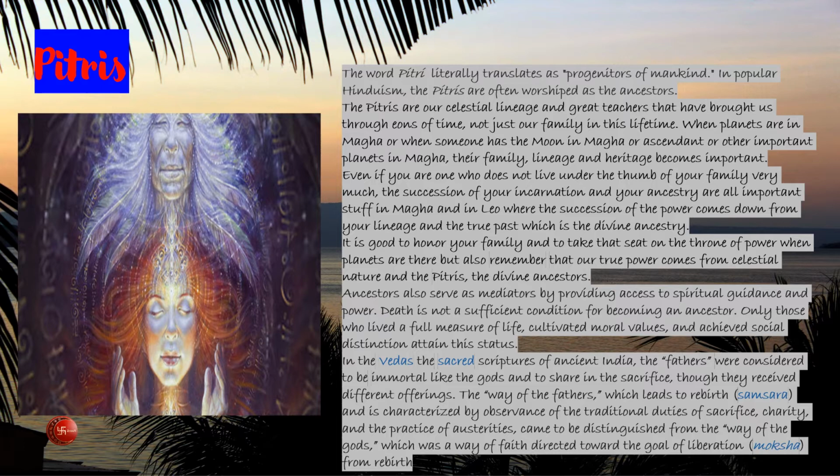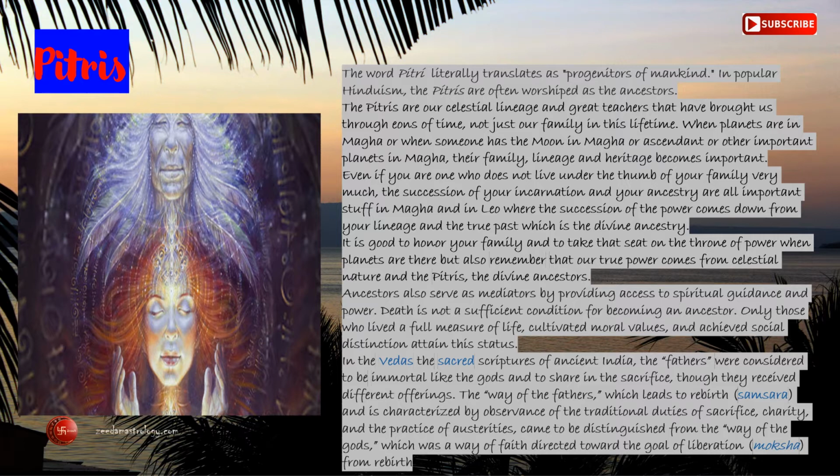Ancestors also serve as mediators by providing access to spiritual guidance and power. Death of an ancestor is not a sufficient condition for becoming an ancestor or a Pitri. Only those who lived a full measure of life, who cultivated moral values and achieved social distinction, attain the status of the Pitri. So just because you are dead and have become an ancestor does not mean you have become that spiritual guidance through the Pitris. You have to earn it even when you die.